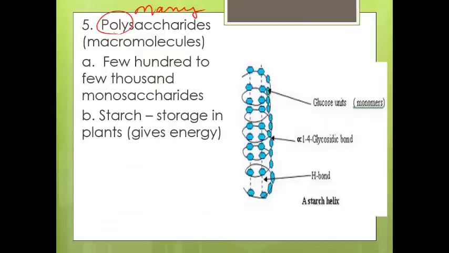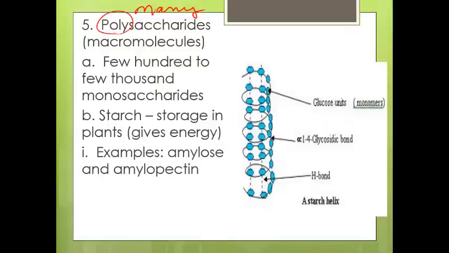Some examples. Starch is a really common one. Starch can come from plants. It's what plants use to store their energy. And some examples would be amylose. Notice the OSE ending there. And amylopectin. That one doesn't end in OSE, so they don't always, but many of them do. So those are specifically starches that are in plants.